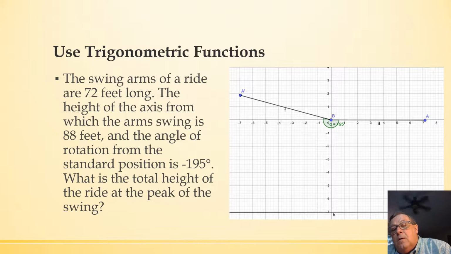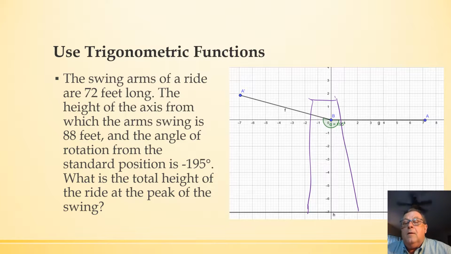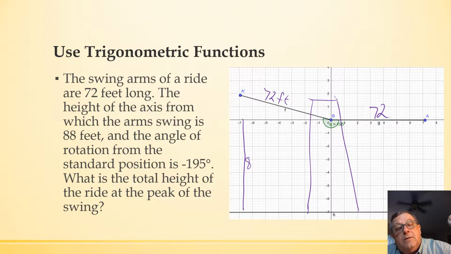that we got some kind of tower here. Crude drawing. And it's got a swing arm that we're told is 72 feet long. And that means that this portion here is also 72 feet long, same swing arm. And that from the axis to the ground, so from here to here, is 88 feet. And that angle of rotation is negative 195. And we want to find the total height. So what we want to find is not just this 88 feet, but we also need to find that height right there. Okay.